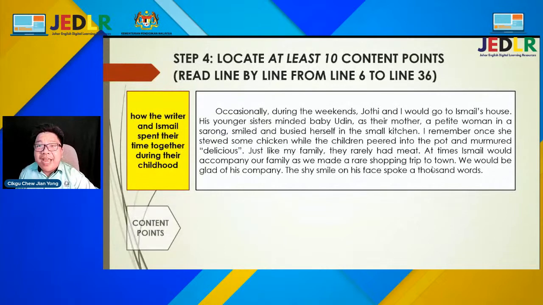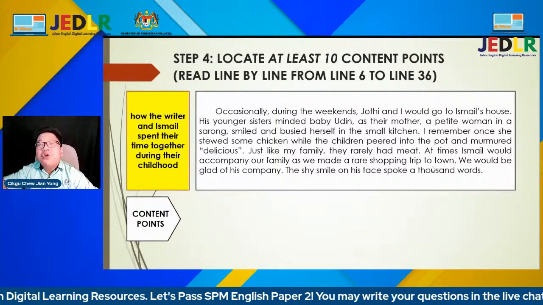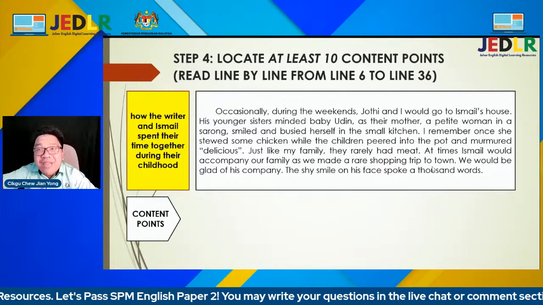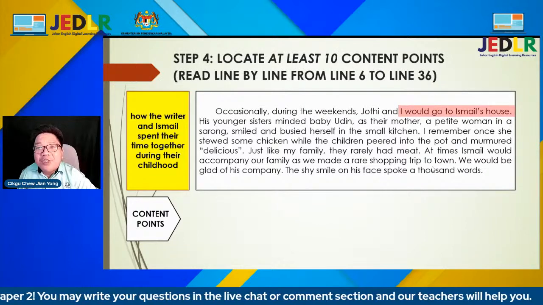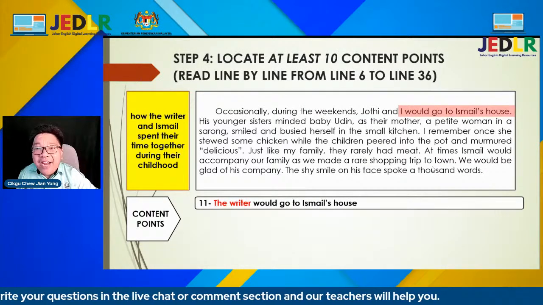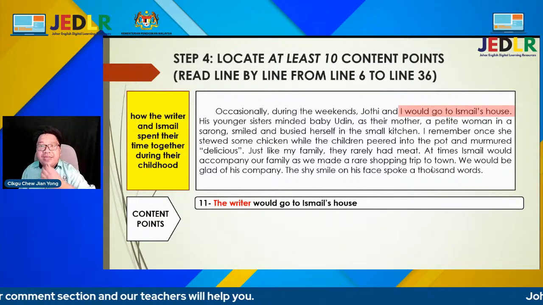Occasionally, during the weekends, Jyoti and I would go to Ismail's house. The writer and Jyoti would go to Ismail's house. Are they spending time together there? Yes. So is this a point? Yes. So point 11, I have to change to the writer would go to Ismail's house during the weekends.